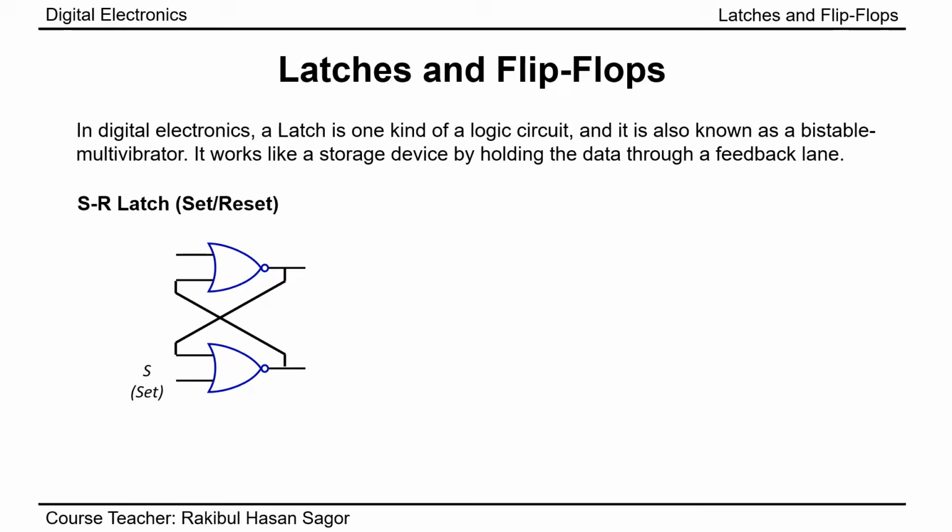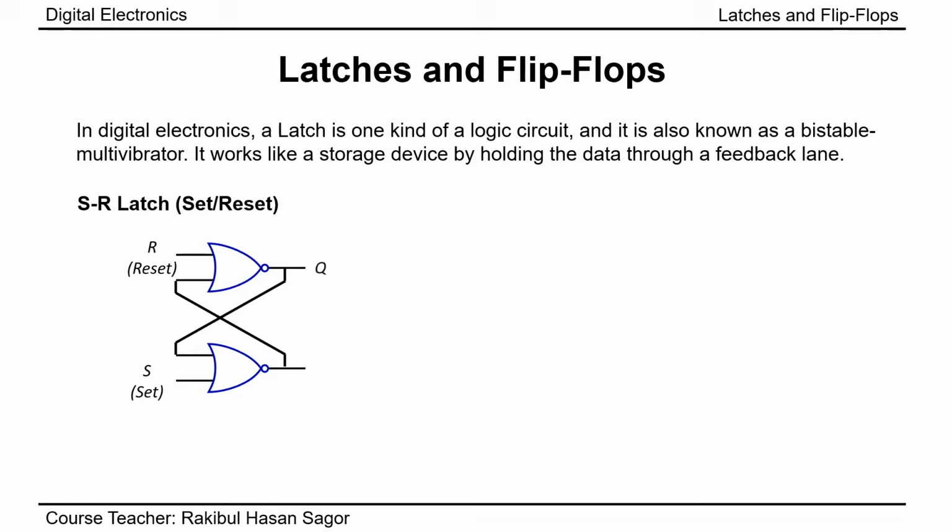This is the set input. In digital electronics, set means making the output 1. So whenever this input equals 1, I'm setting the circuit. This is the reset input. When we say resetting the output, that means I'm making the output 0. So if this input is equal to 1, I'm resetting the output.